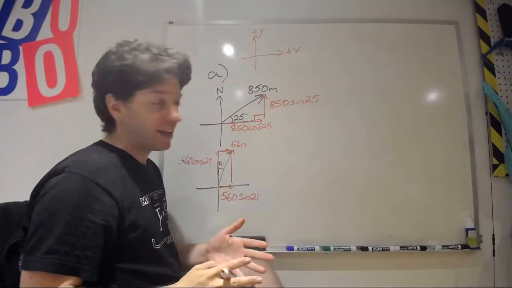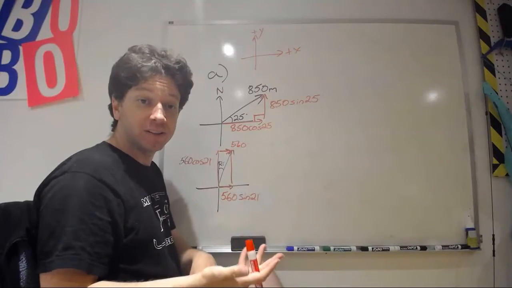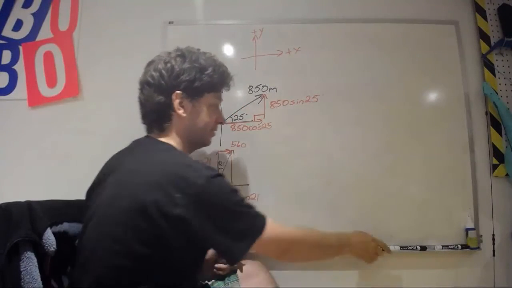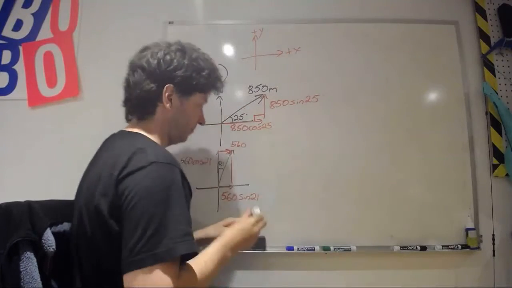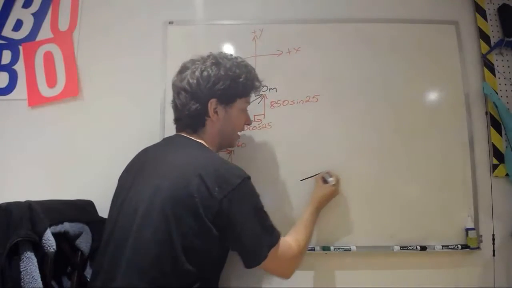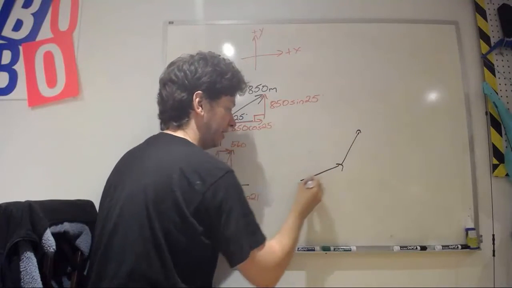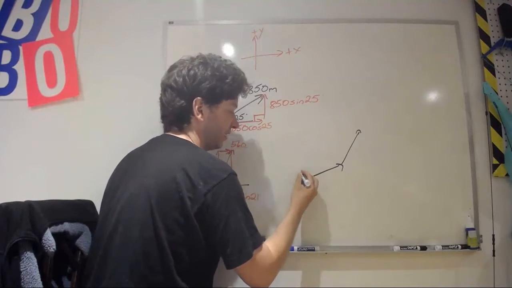So now that we have that, what we can do is add up all of our y components and add up all of our x components. Because these two vectors, I'll try to show you why this works. If you are to connect this vector to this vector, tip to tail, you would have your 850 plus your 560, and that would give you your total displacement vector here.